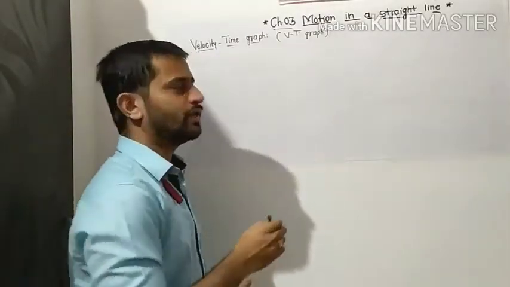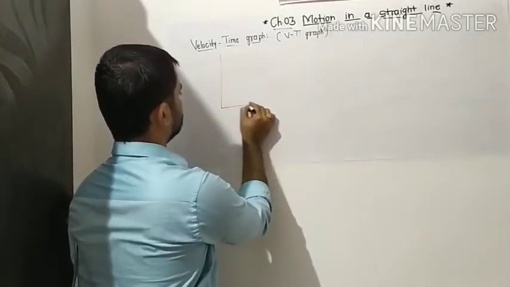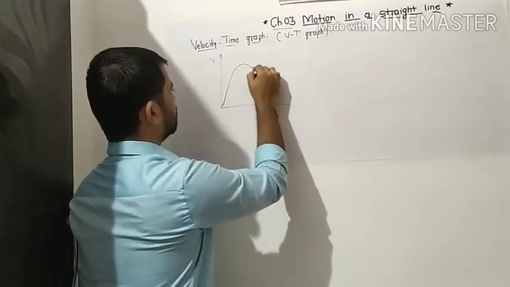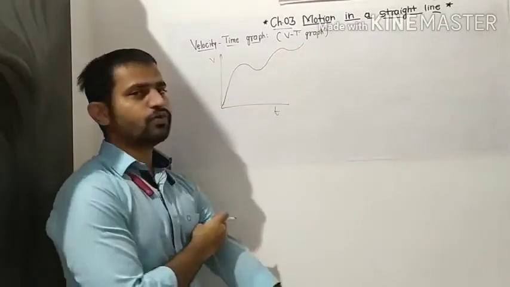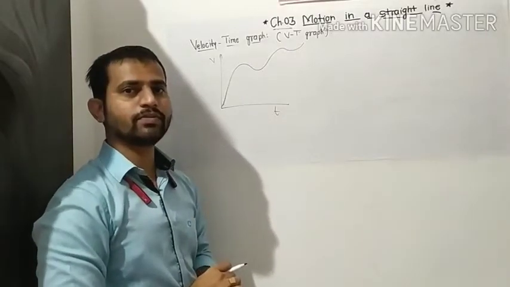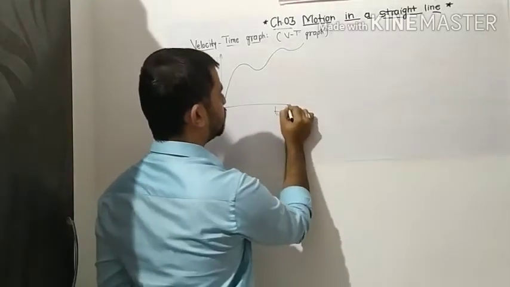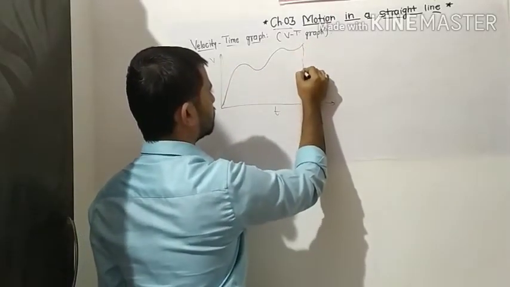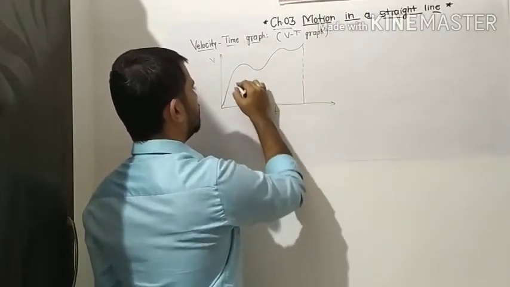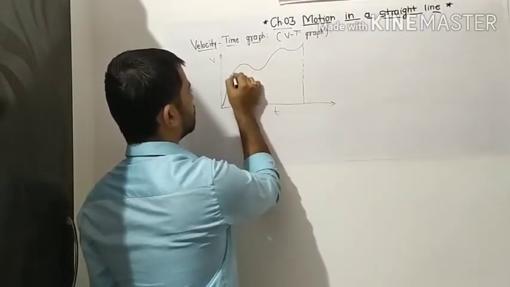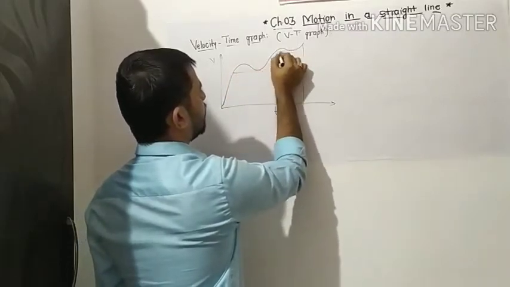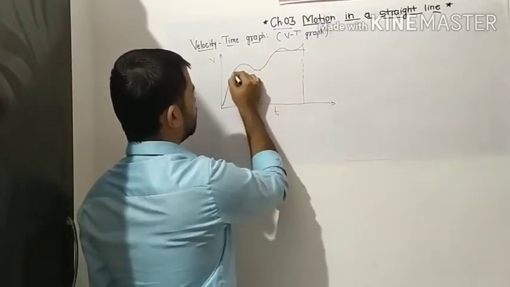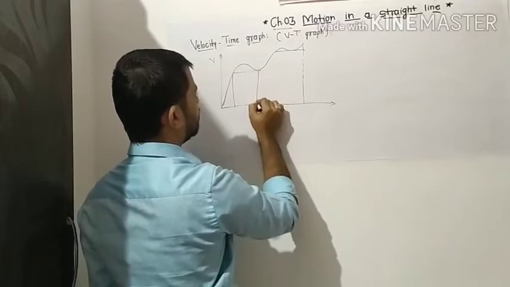Suppose we get the VT curve, and in that we get a curve like this. Then how to find out the area under such a curve? For that purpose we first take the projections on the time axis, then divide this, so that here we will get one rectangle.